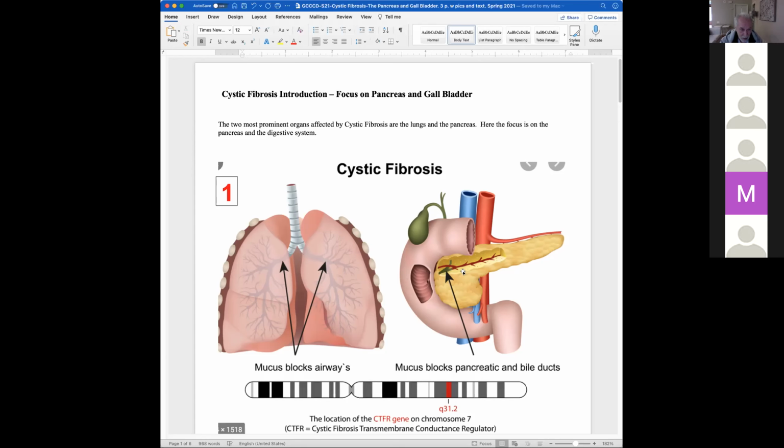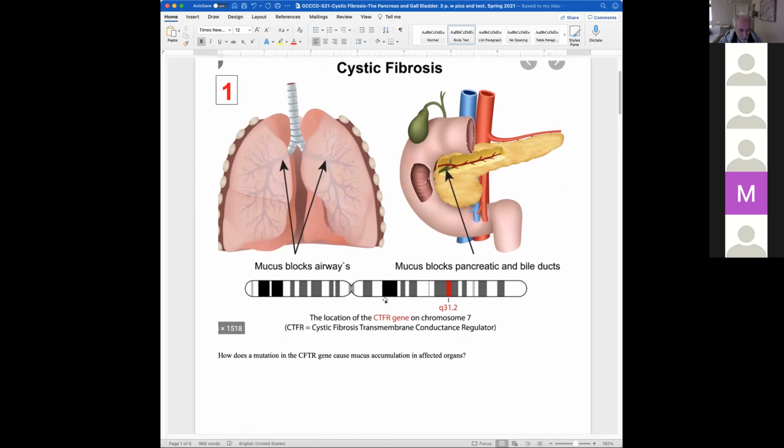In the case of the pancreas, on the right here, you see the pancreas is in yellow. There's a duct that delivers digestive juices, and the gallbladder here in green produces bile, which is introduced through a duct into the duodenum, which is the first part of the small intestine. These ducts in cystic fibrosis get clogged. So the digestive juices cannot be transferred into the intestine. And in really severe cases, the patient literally starves.